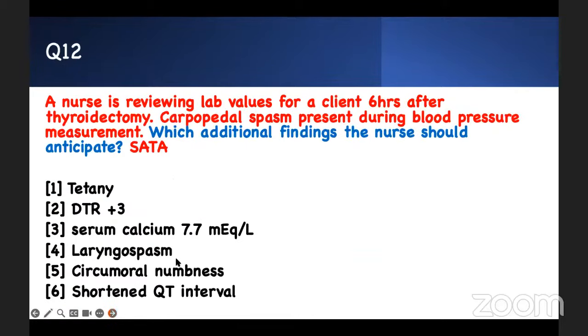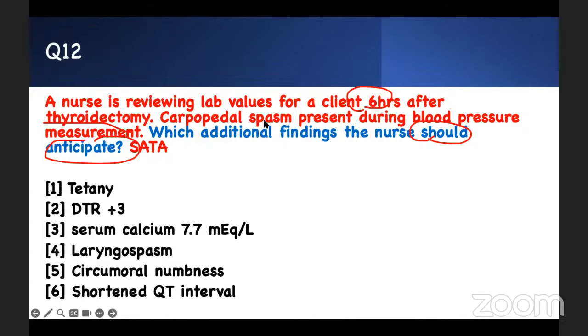So you guys can practice now. And this is, which additional finding should the nurse anticipate? A nurse is reviewing lab values for the client 6 hours after thyroidectomy.